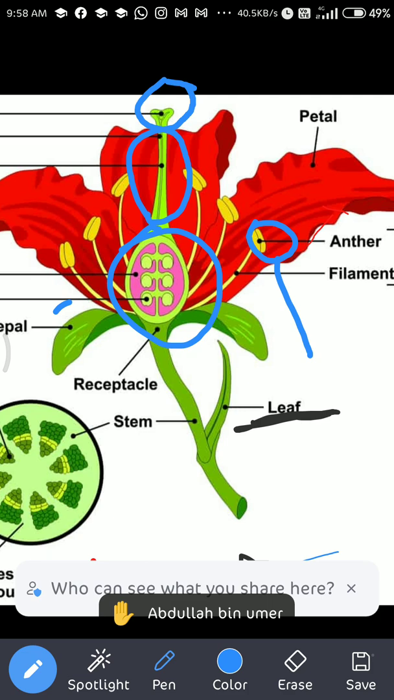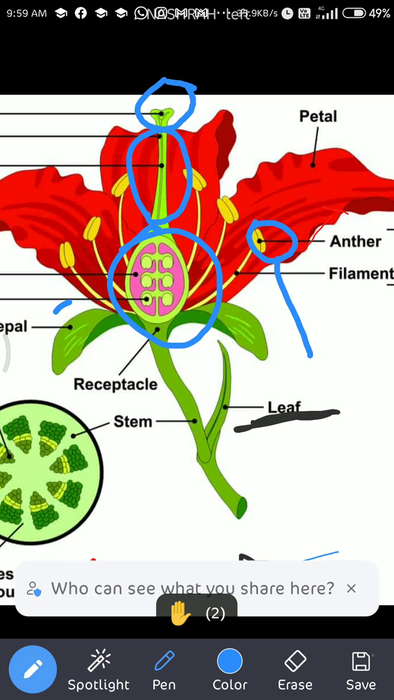So pollen grains are there inside the anther, and they are the male reproductive cells. Later on, how they reach the stigma, how pollination occurs, we will discuss in the coming part of the chapter. Right now we are discussing different parts of the flower.